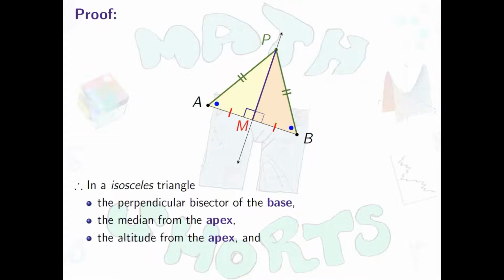And if we go back to our little triangles, we notice that all the sides are equal, two of the three angles are equal, which means that those third angles have to be equal, which means that PM is also the angle bisector of the apex. And it turns out that if I have an isosceles triangle, all four of these things coincide. They're on top of each other. The perpendicular bisector of the base, the median from the apex, the altitude from the apex and the angle bisector of the apex are all on the same line.